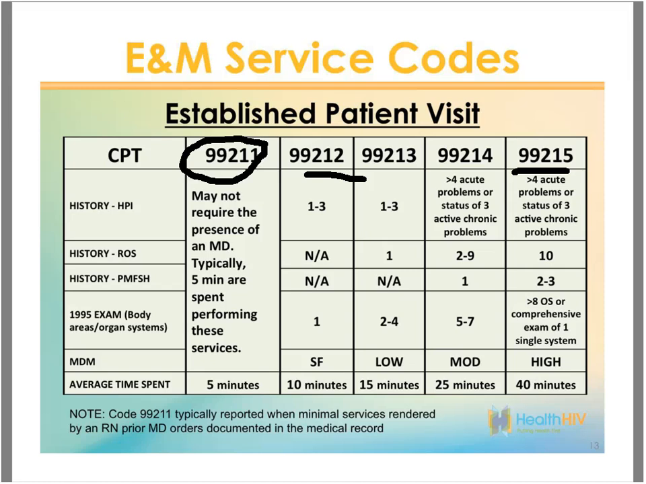CPT code 99211 is used in those instances where there's an order in the chart written by a physician, and the patient presents and will see a nurse for a very minor service, such as a PPD reading or screening or a vaccine or the HIV testing. So again, there has to be an order in the chart from the physician in order for an RN to perform the service and report the 99211.